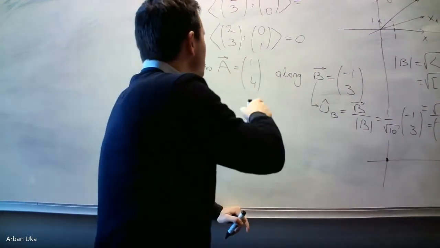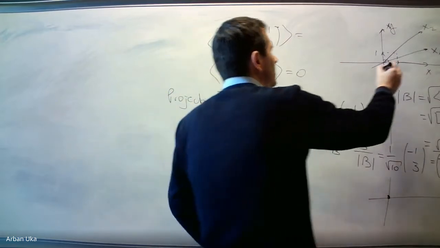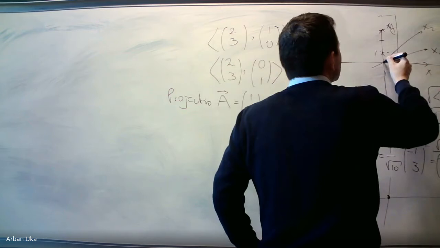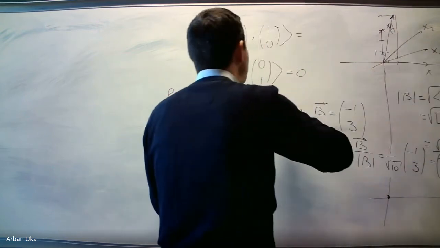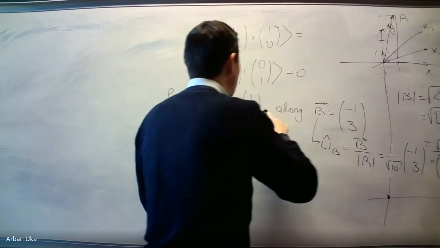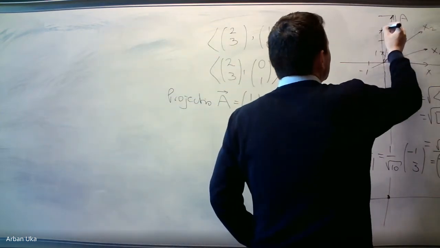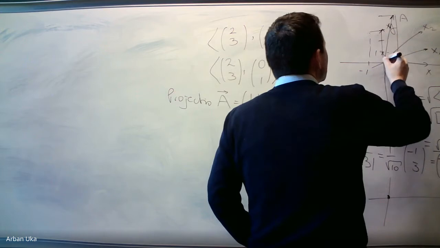And by the way, what does this correspond to? 1, 4 is like 1, 2, 3, 4. So 1, 4 is going to be a vector like this. This is vector A. And b is -1, 3. -1 is right here, 1, 2, 3. So this is this vector.